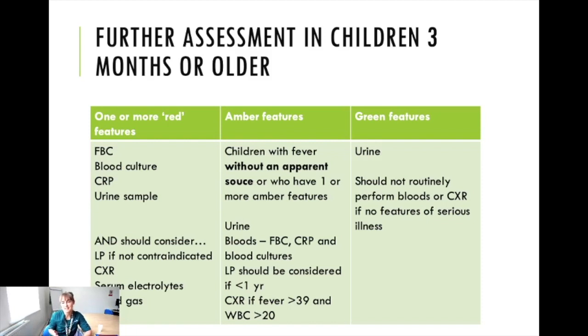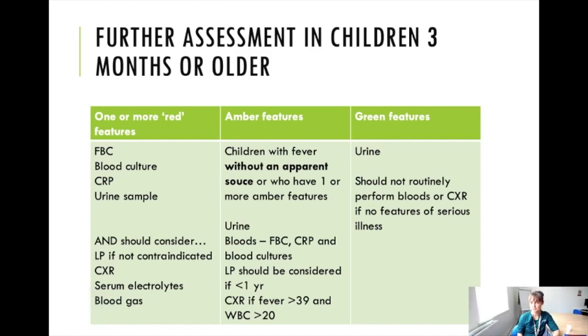In practice, when you talk to certain consultants, they've got a wealth of experience and probably don't need to refer to this, but I felt like it was quite a good guideline in my own head as to when I'd warrant doing certain things. So if older than 3 months and they've got red features that we were talking about, so that would include things like grunting, increased work of breathing, mottling, and any of our severe signs of dehydration, you do your full blood count, blood culture, CRP and urine sample.